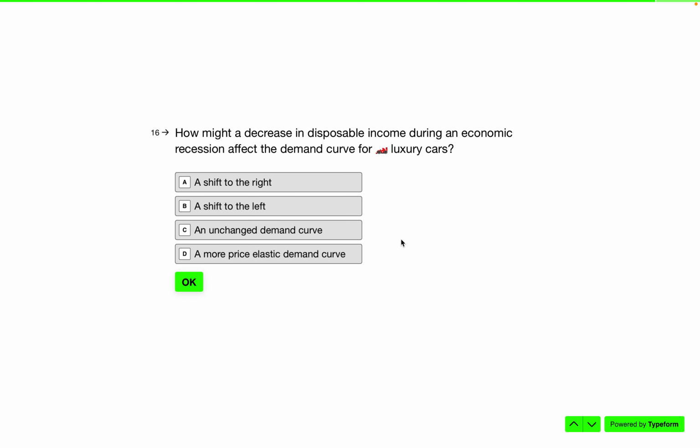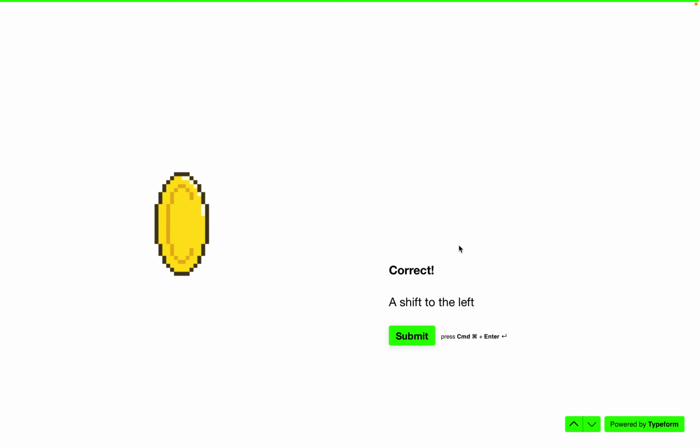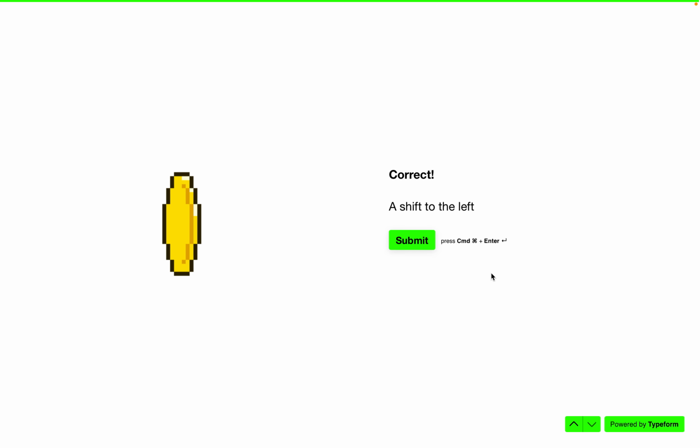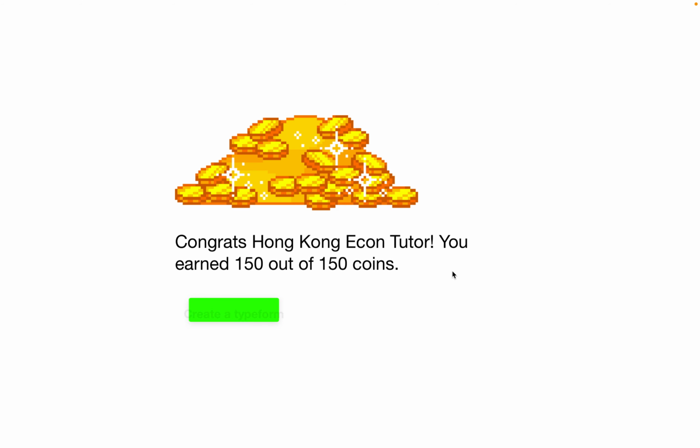How might a decrease in disposable income during an economic recession affect the demand curve for luxury cars? Again, common sense. Income goes down. What happens to the demand for luxury cars? Let me guess. People tighten their belt a little bit. Might be kind of inelastic, though, right? Because rich people are going to buy sports cars no matter what. I don't know. If your portfolio takes a $2 million hit, then maybe you do cut back.